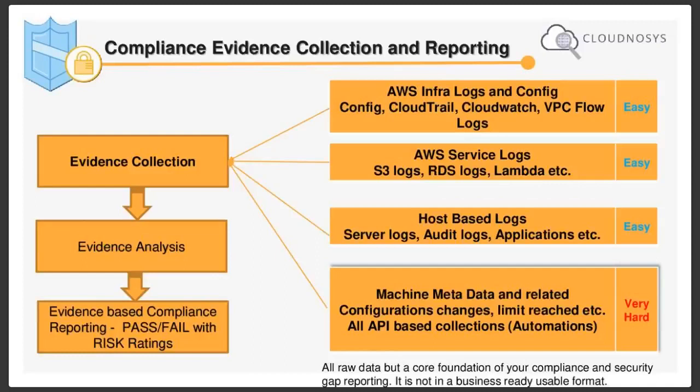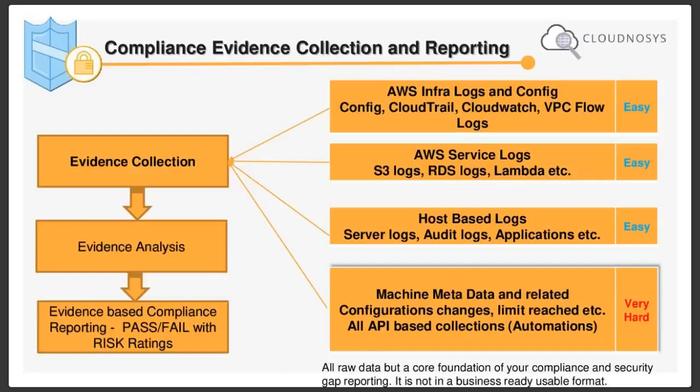So let's go through the very first one, the very top one on your right-hand side. It says AWS infra logs and config. Okay, so these are easy to turn on. You can just go in and turn on a switch. Config is a function with AWS you can turn on, same as CloudTrail, CloudWatch, and VPC flow logs. That's easy to do. You can just turn it on, okay?